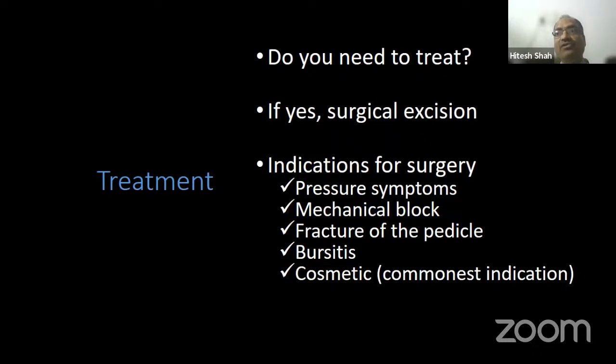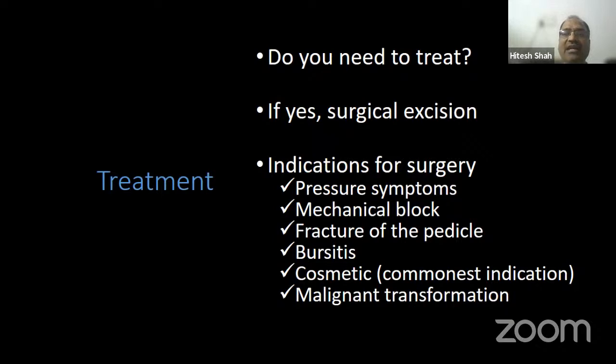If the patient wants that, that's why I said the concern of the patient is it the cosmetic or the functional. And the important aspect is malignant transformation of the tissue. These are the very important indications. Two indications are not written. Anybody can say any indication. I have not written those.